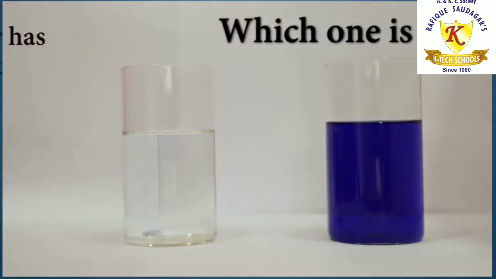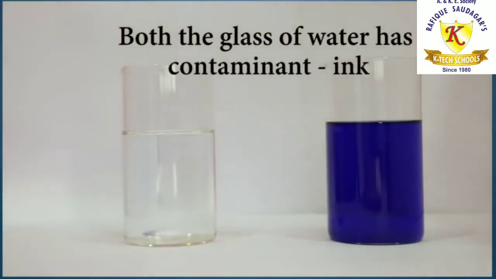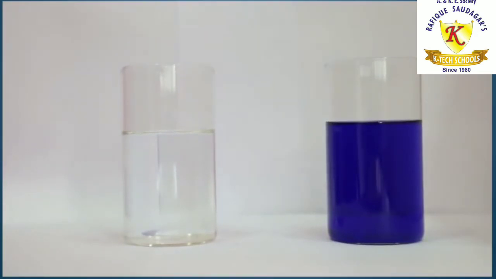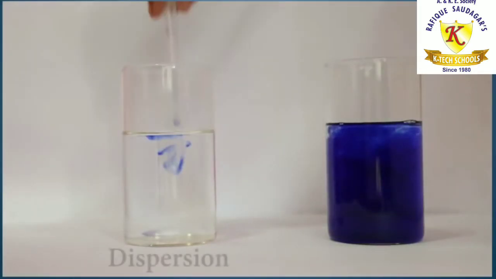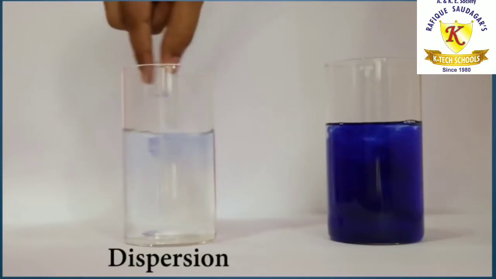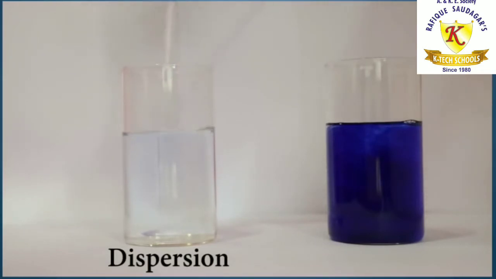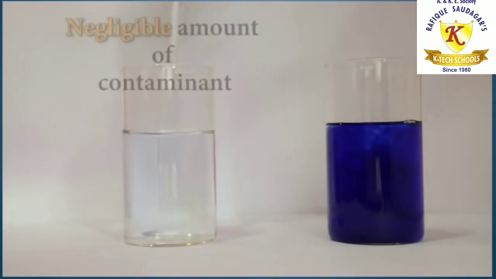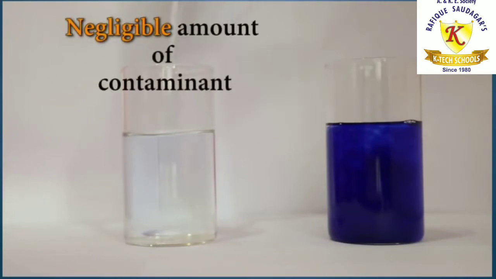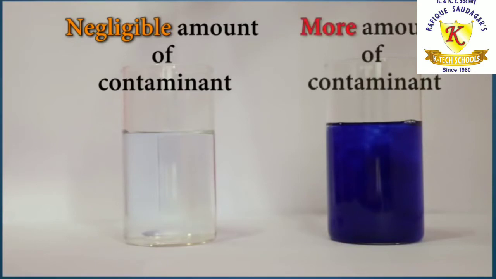If we look, both glasses of water have a contaminant, which is the ink we added. In the first case, the drop of ink just disperses in the water, and the water is almost clear, indicating a negligible amount of contaminant. But the second glass has a larger amount of contaminant. Have you understood?